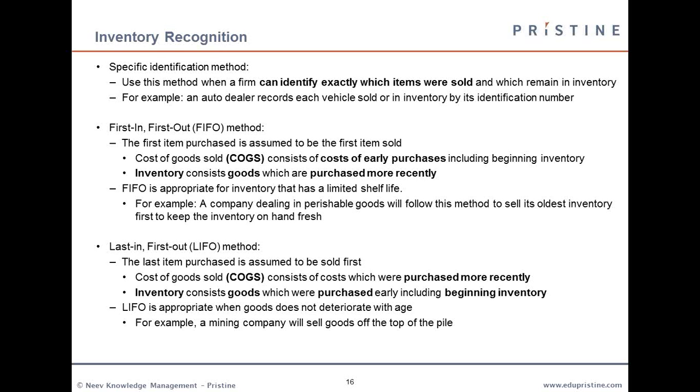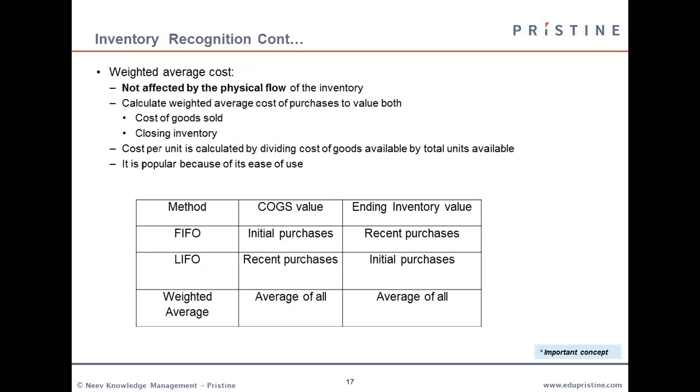Say a mining company, it sells its goods. The items which are on the top of the pile, it sells them first. So in that way, it is selling the items which are recently purchased. So the cost of goods sold consists of the items which are recently purchased, and inventory consists of the items which are there from the early stages. The weighted average cost, it's the midway between these two methods in one way.